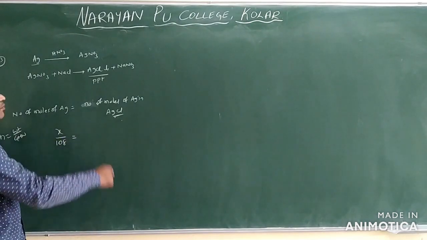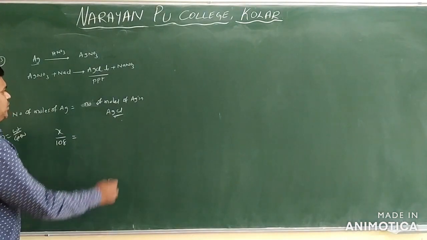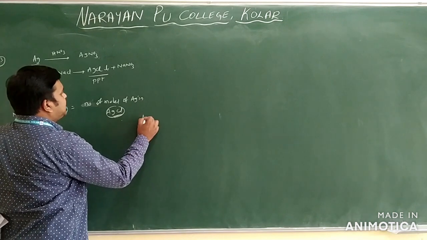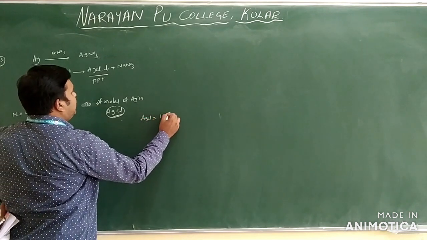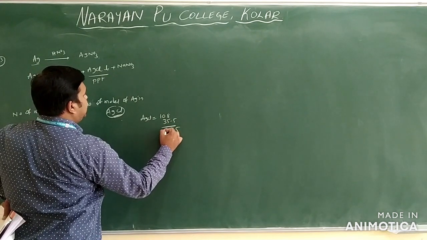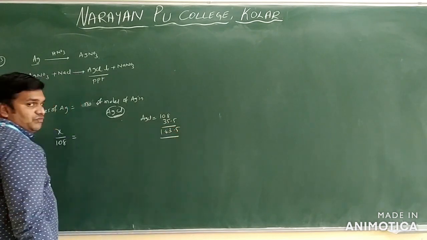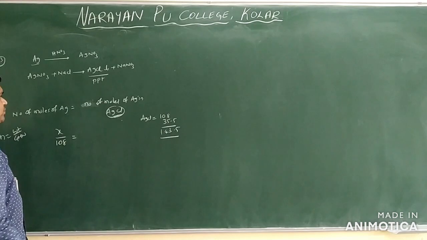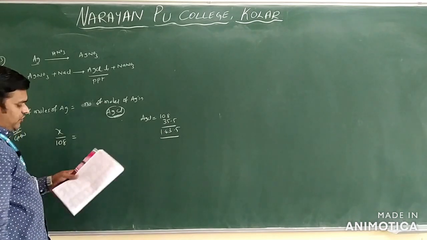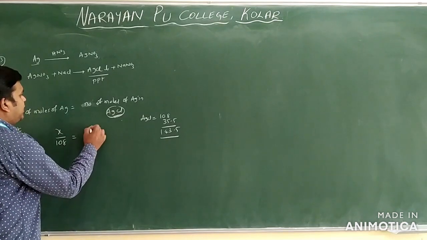Now the number of moles of Ag in AgCl. How can I identify the gram molecular weight of AgCl? Silver is 108 and chlorine is 35.5, so you will get 143.5. Then take weight by gram molecular weight. What is the weight of AgCl given? 14.35.